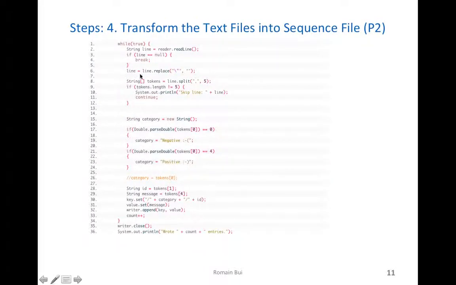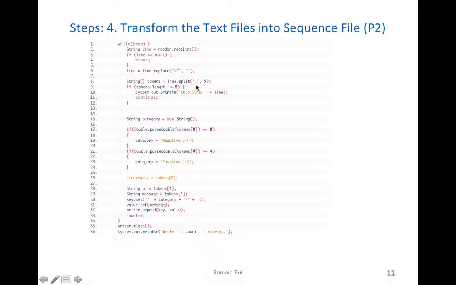Now, what you do is you're gonna loop on the text file. So while true, and you're gonna break this loop only if you arrive on a line that is null. On line 3, you can see if line null break. So if you are at the end of the file, then stop. Then here we just replace the quote symbol into nothing because you don't want to fit your algorithm to the quotes. And then you tokenize the line into 5 tokens, comma separated tokens.